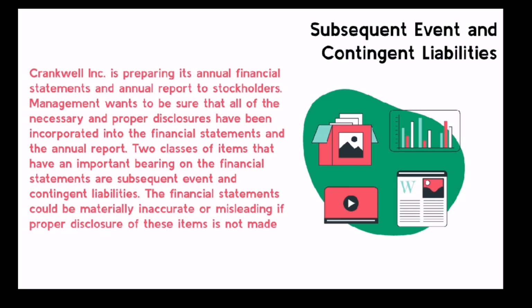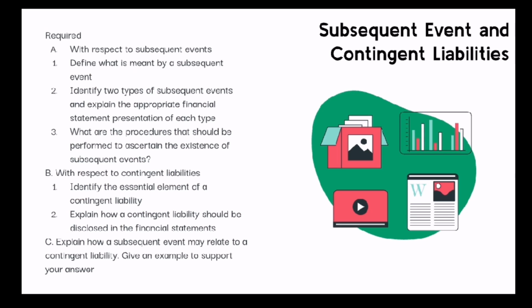Two classes of items that have an important bearing on the financial statements are subsequent events and contingent liabilities. The financial statements could be materially inaccurate or misleading if proper disclosure of these items is not made. So, kanina, na-discuss na natin kung ano yung meaning ng subsequent event, which is the requirement for A.